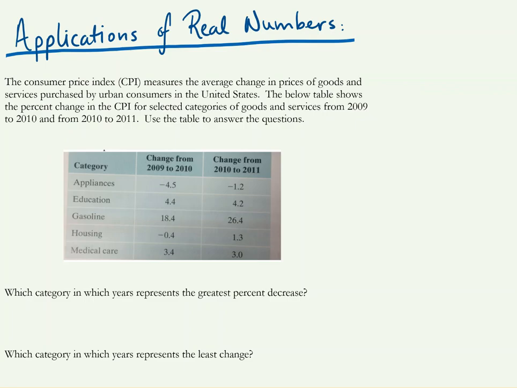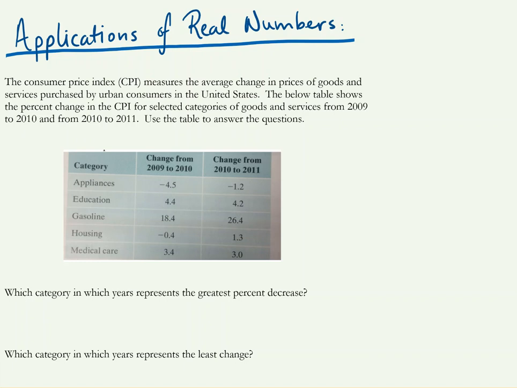In this next example, we're going to look at some applications of real numbers in terms of change representing growth or decrease. So whenever change is representing growth, the value of the change is positive, and whenever change is representing a decrease, the value of change is negative. So we have that the Consumer Price Index measures the average change in price of goods and services purchased by urban consumers in the United States. The below table shows the percentage of change in the CPI for selected categories of goods and services from 2009 to 2010, and then from 2010 to 2011. Use the table to answer your questions.